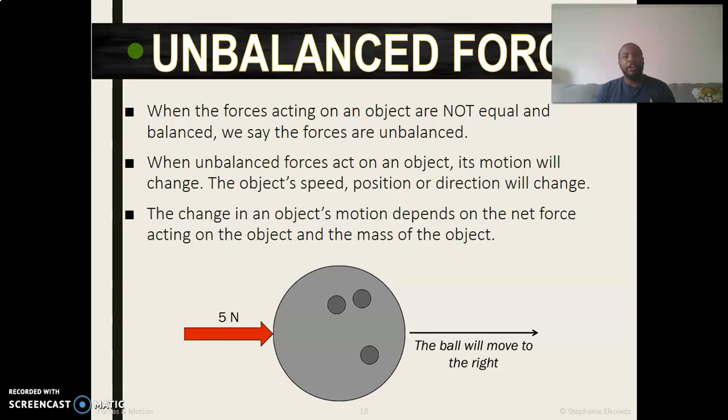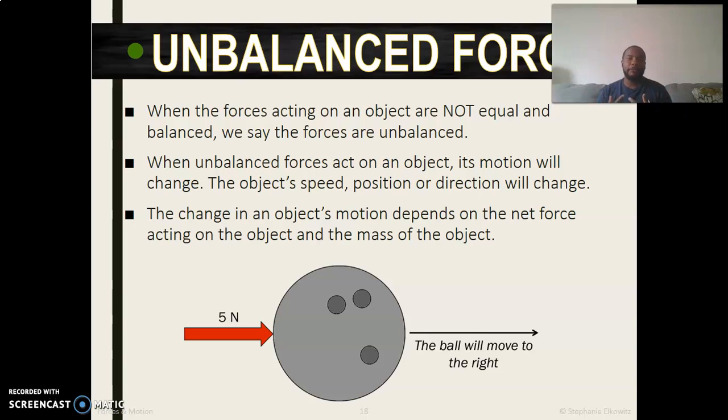An unbalanced force is when an object moves, when its motion changes, either its speed, its direction, or its position. So the wind acted as the force, came in and changed the direction of the pencil. It changed the speed of the pencil and the position. It's no longer standing still. If we notice on the screen, it says the net force is 5 to the left. There's no other net force to the right. That means there is an unbalanced force, something's trying to move it.